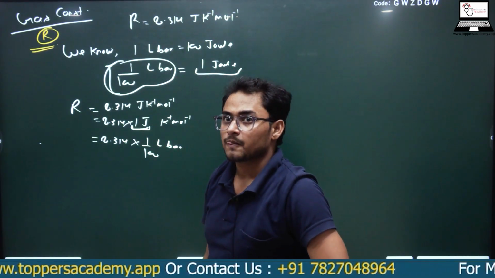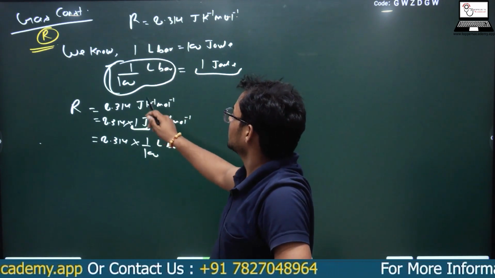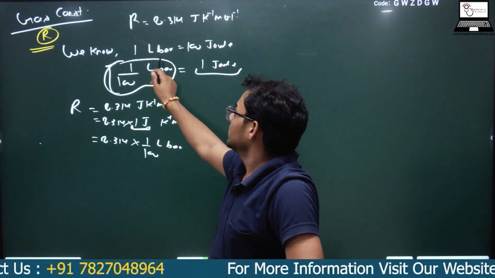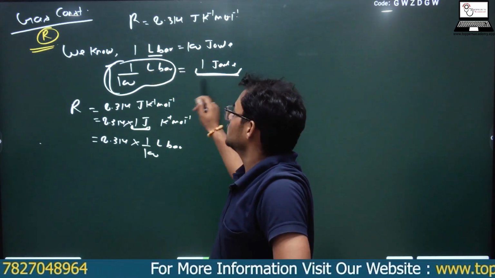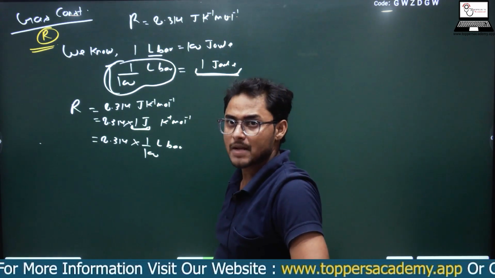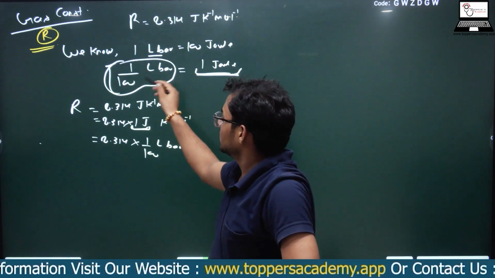Listen, 1 liter bar... 8.314 joule Kelvin inverse mole inverse. We know that 1 liter bar is equal to 100 joules, so obviously 1 joule will be equal to 1 upon 100 liter bar.